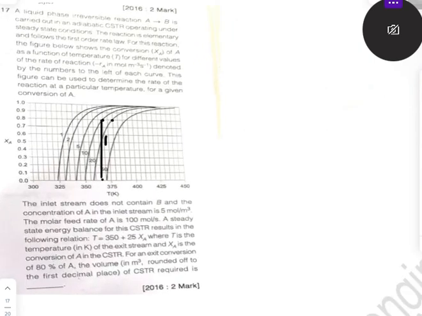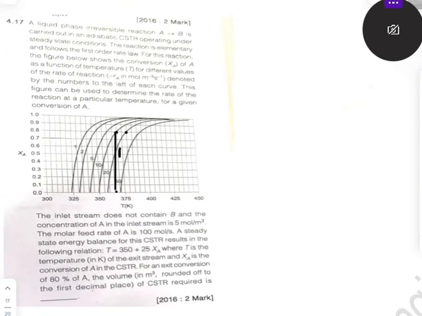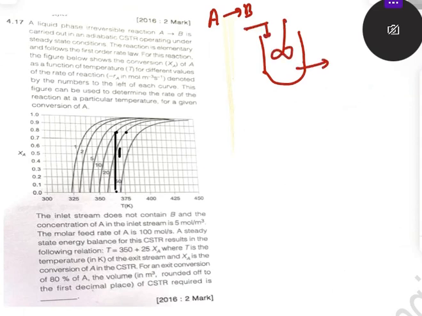Okay, so I'll be moving towards the next problem. This problem is also very, very important. This question was asked in GATE 2016. See, it is a graphical question. A liquid phase irreversible reaction A is getting converted to B and is carried out in an adiabatic continuous stirred tank reactor. So, you have a CSTR, and this reactor is operated in adiabatic condition.